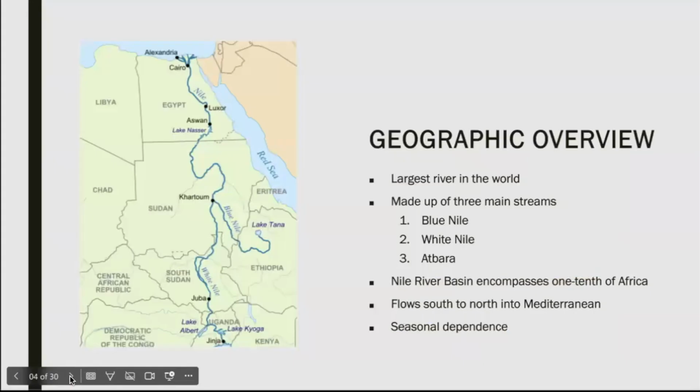As a geographic overview, the Nile River is the largest river in the world. It's made up of three main streams. We could see the White Nile south. We could see the Blue Nile in the eastern part of this picture. And then just above is the Atbara River, which is the third of these streams, which lies just north of the Blue Nile. The Nile River Basin encompasses 1/10 of Africa, and it flows from north to south before emptying in the Mediterranean. One of the unique characteristics of the Nile is that it has an extreme level of seasonal dependence, which is something that we will talk about in future slides and is very crucial to this water conflict.